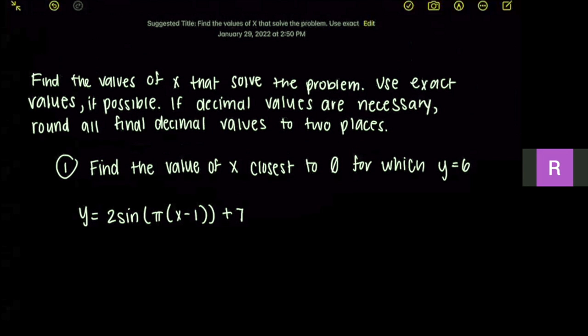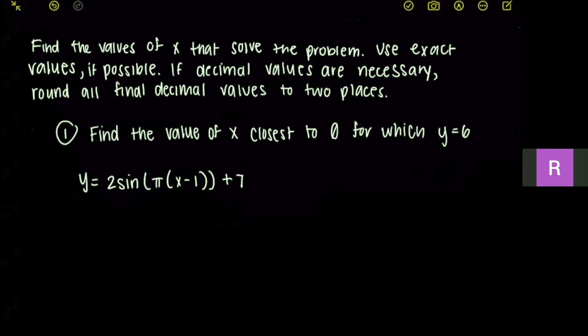Okay, so problem 1 asks us to find the values of x that solve the problem. Round to 2 decimal places if we need to, but use exact values as long as we can. Question 1 asks us to find the value of x closest to 0, for which y equals 6.